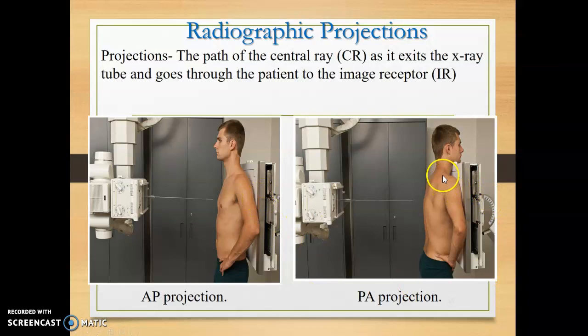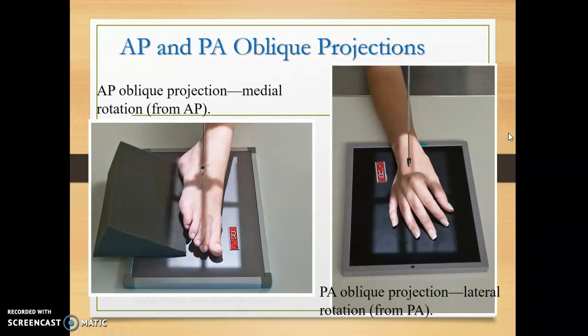And the reverse over here, he's in PA. The beam is entering posterior, exiting anterior, hitting the image receptor. Enters the P, exits the A. AP or PA oblique projections come into play because of anatomical position. So the foot, this is considered an AP oblique foot.